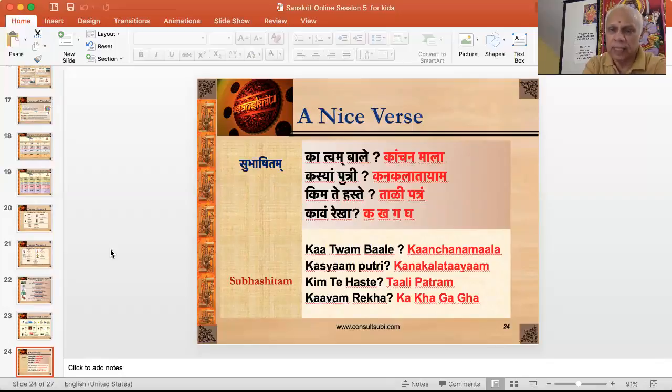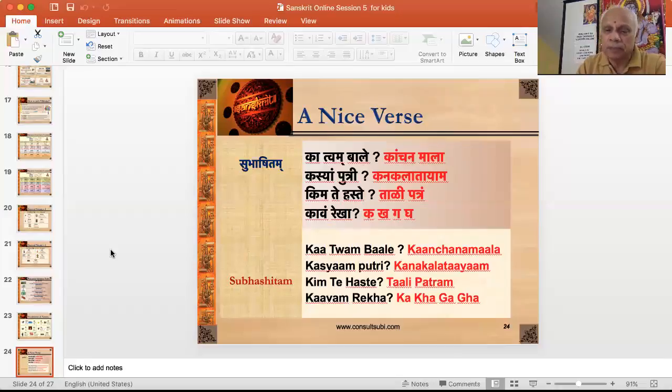Kanakalatayaha. Kanakalatayam. Her mother's name is Kanakalata. So she says, Kanakalatayam. I am the daughter of Kanakalata. Only one word, Kanakalatayam. It means, I am of Kanakalata, daughter of Kanakalata. Kim te haste. Kim means what? Te means your. Haste, in your hands. What is in your hands? Kim te haste.